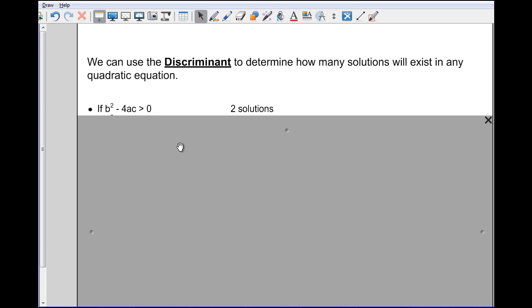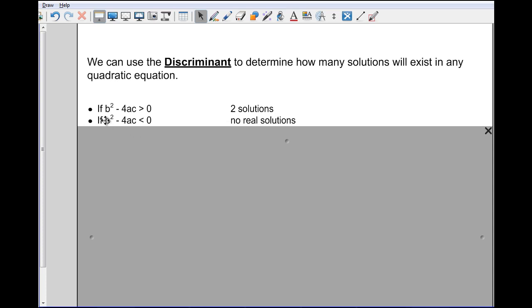There are actually three. You could have two solutions, so x equals some number, x equals another number. You could have one solution, x only equals one number, or no solutions. So when you look at the discriminant from your quadratic formula, b squared minus 4ac, if it's greater than 0, you'll have two solutions. If b squared minus 4ac is less than 0, you'll have no real solutions.